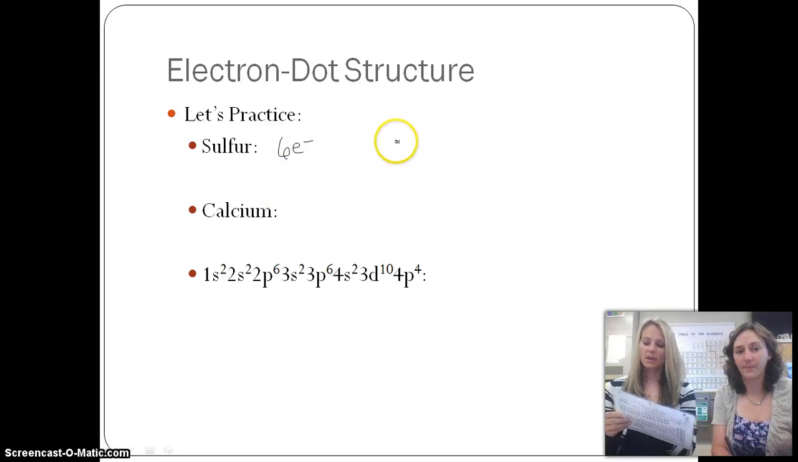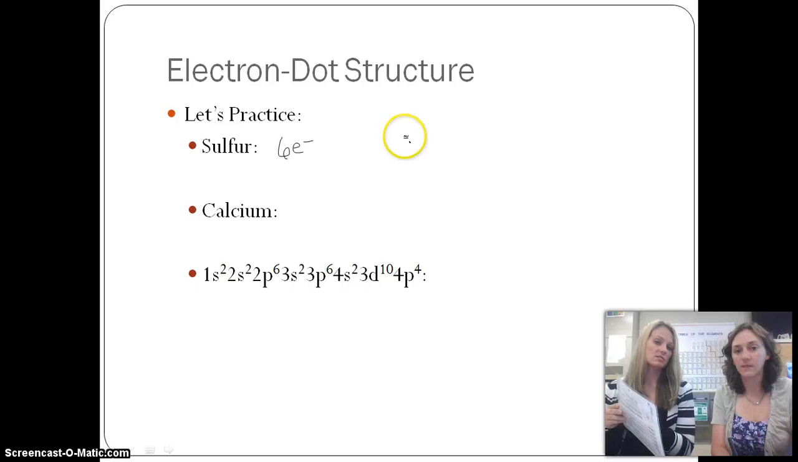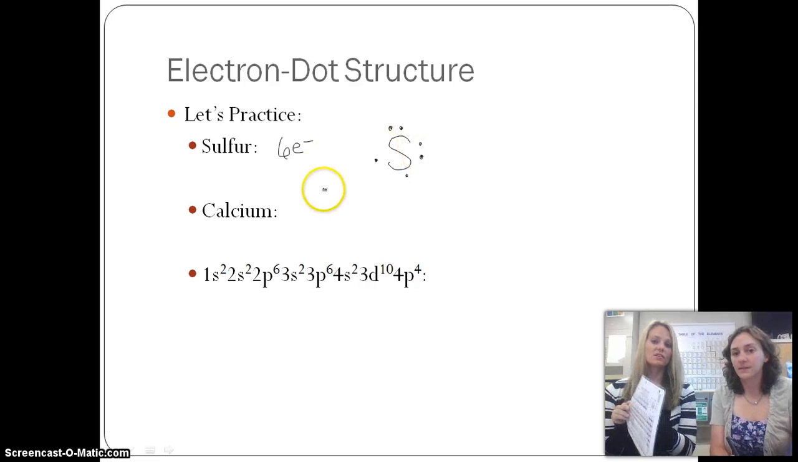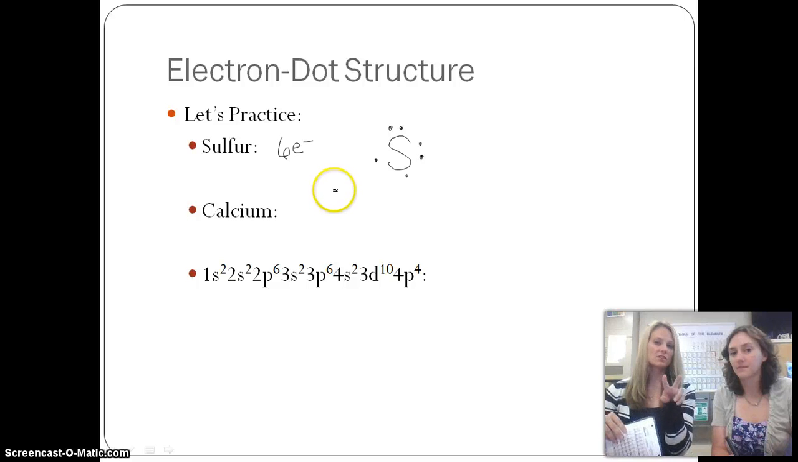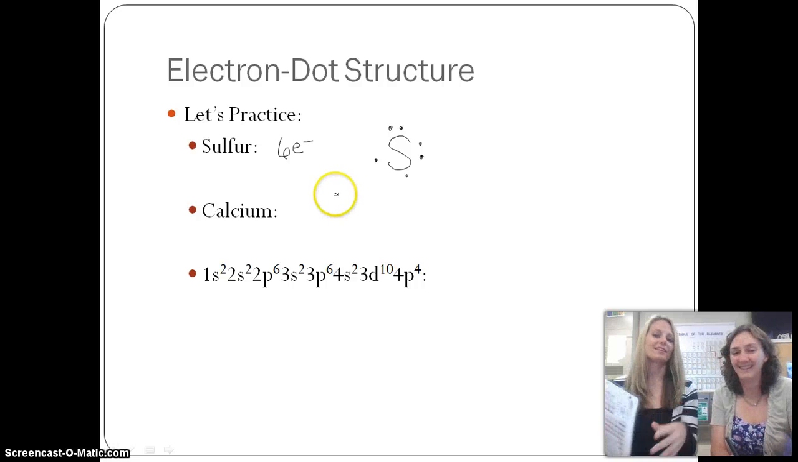So we have to write the symbol of S, and we're going to do our dots. You're going to have to make those bigger. 1, 2, 3, 4, 5, 6. Now Mrs. Kelly does hers as singles. I do mine just a little bit differently. I pair my first two at the top, and then I go single, single, single, single to pair them up. But I'll show you that in class.